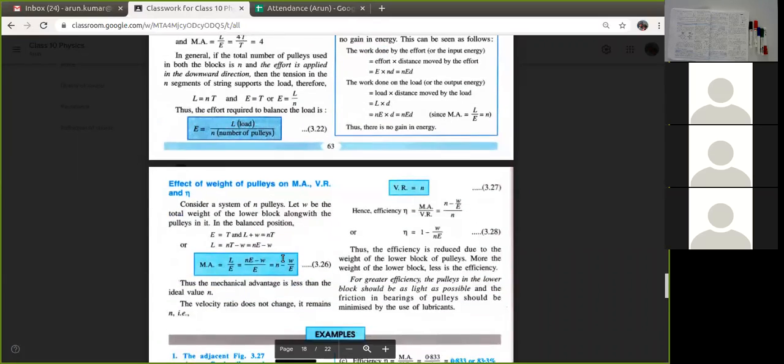Then there is a small section, let's just read through that. The pulley system is only a force multiplier, and just like other machines, there is no gain in energy. This can be seen, okay, and so on. This is the basic argument in any case.